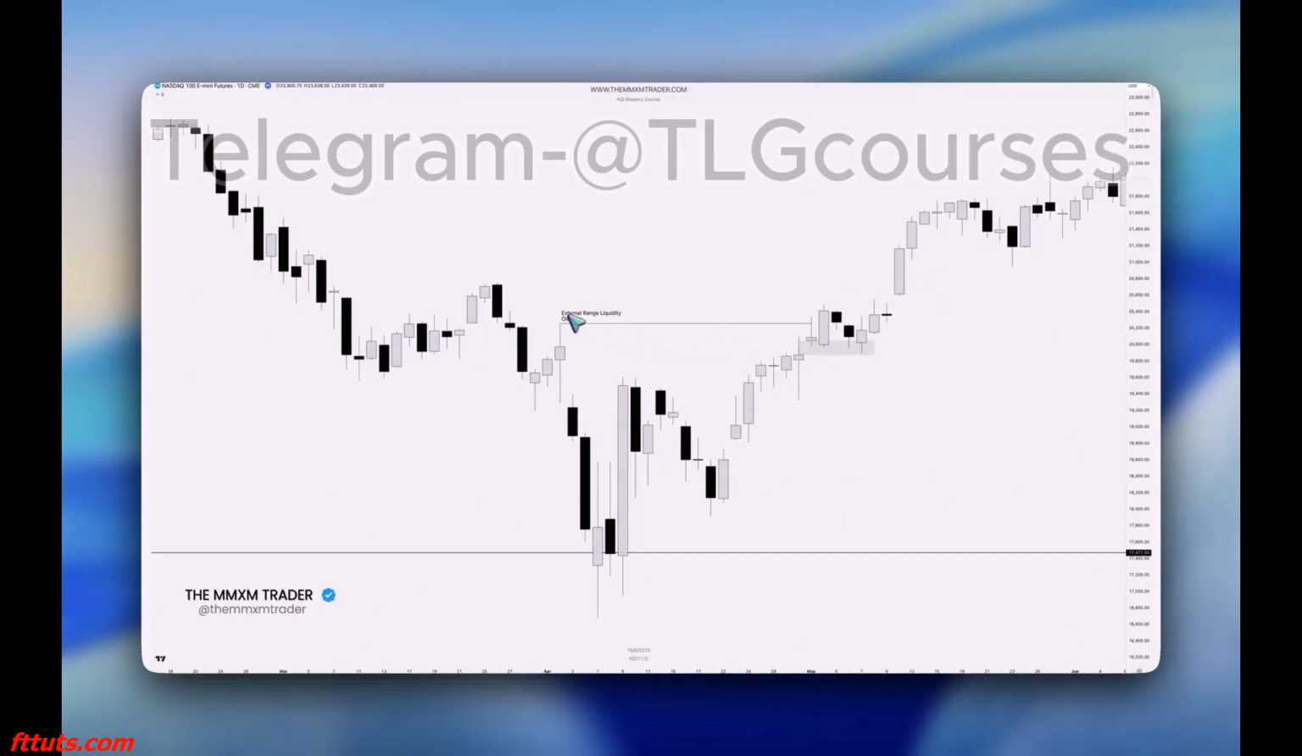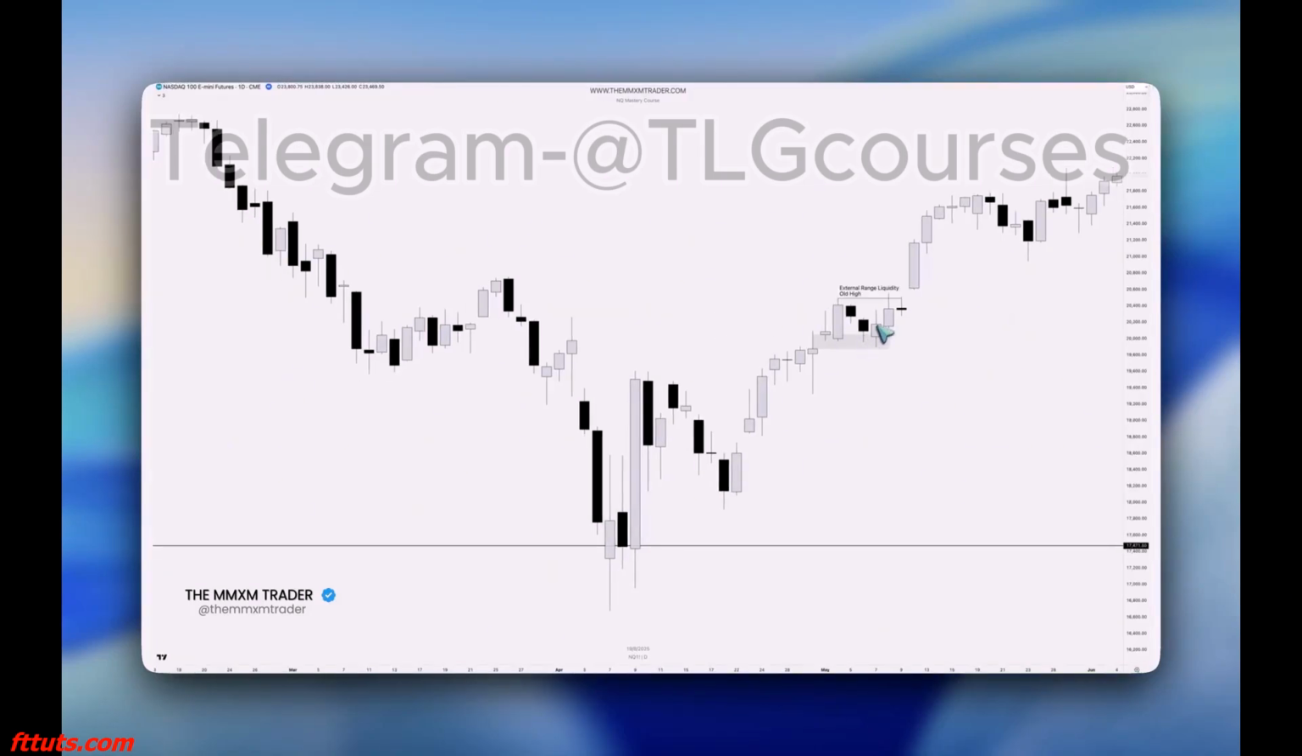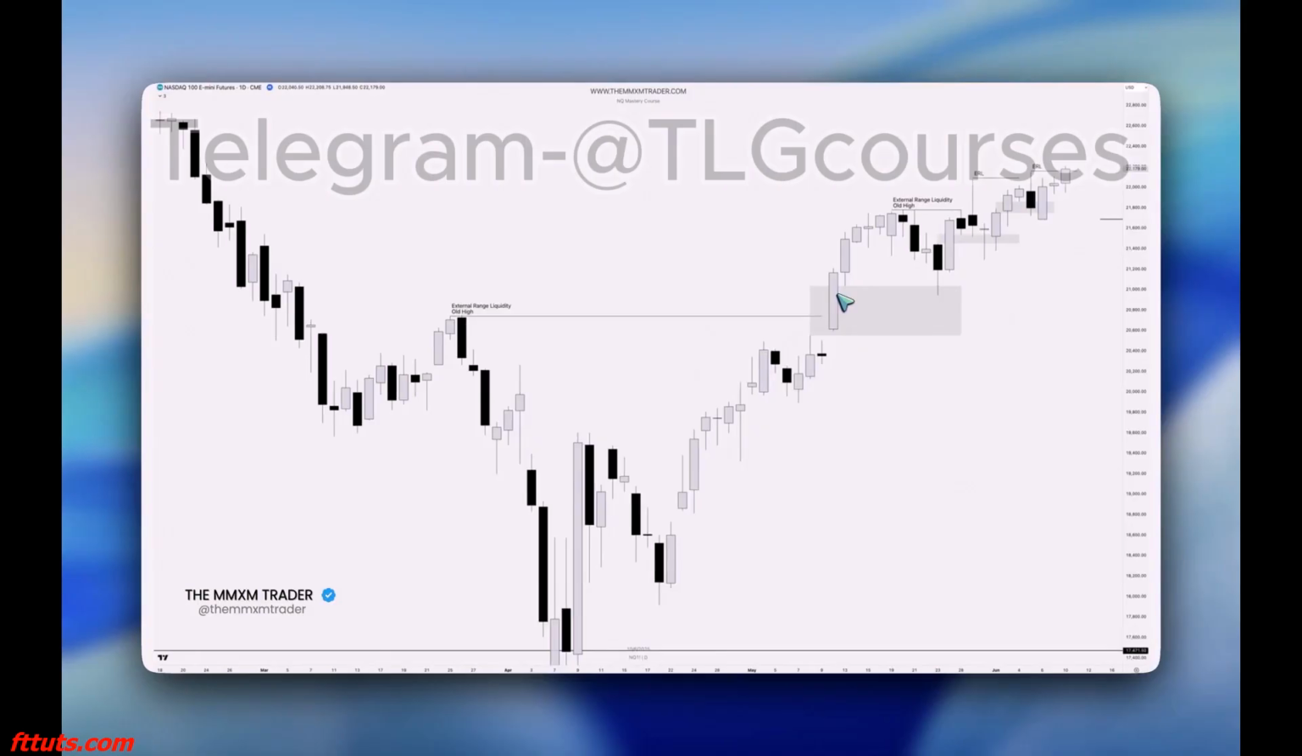So we take out the external here. We go back into that volume imbalance here. Market then seeks external range liquidity, right? And just constantly continues with this cycle. We take out this old high. Then we finally form a swing high here. Market trades back into internal range liquidity here. It seeks external. From external, back into internal. Internal, external. External, internal, internal, external. Just a constant ebb and flow between external and internal range liquidity, right?